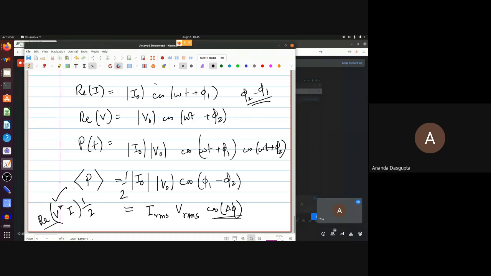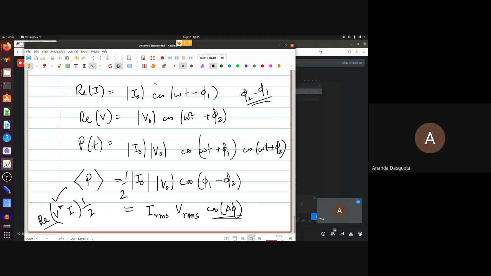Now, in particular, if you're talking about power dissipation across a pure capacitor or a pure inductor, then V and I have a phase difference of pi by 2 or 90 degrees. Cosine delta phi will be 0. So a pure capacitor or a pure inductor does not dissipate power on average. A pure capacitor, for example, charges up, stores energy, then charges down, releases energy. On average, it does not take any energy away.